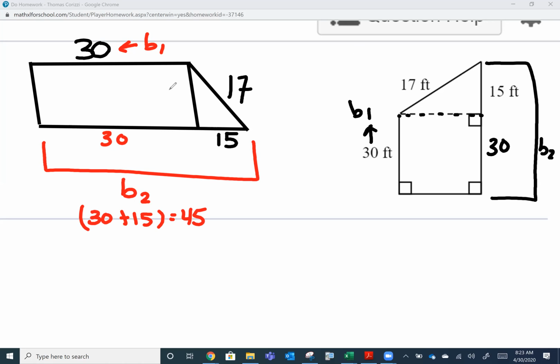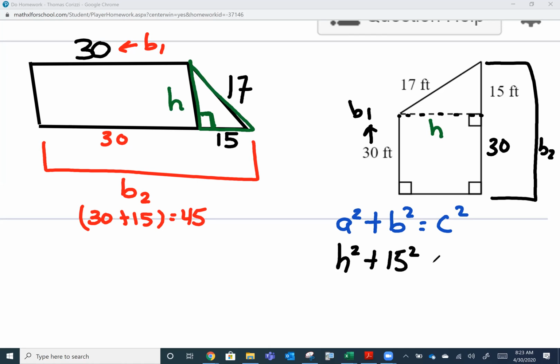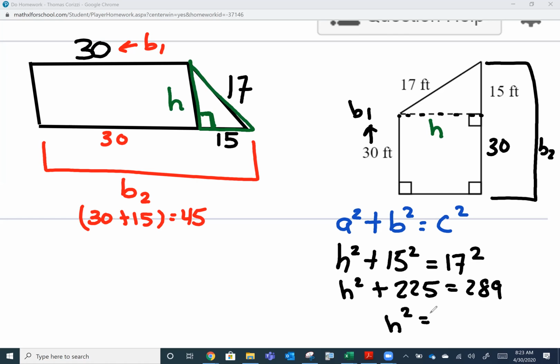And the last piece that we need is the height of the trapezoid to be able to find its area. Now, I haven't been given the height, but what I have been given is a right triangle. So how do we solve for missing sides of a right triangle? We use the Pythagorean theorem. a squared plus b squared equals c squared. So then in this problem, I get h squared, which is my height, plus my b is 15, equals 17 squared. Then when I square these things, 15 squared is 225, 17 squared is 289. You subtract 225 from 289, and you get 64. Take the square root, h equals 8.